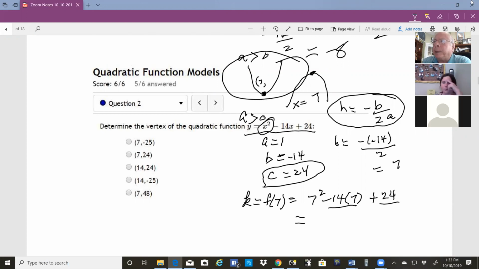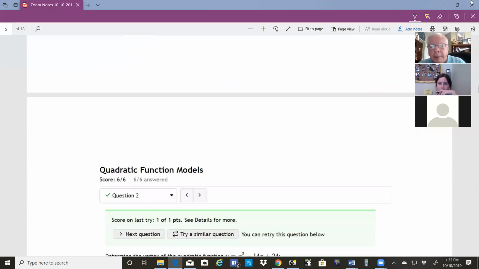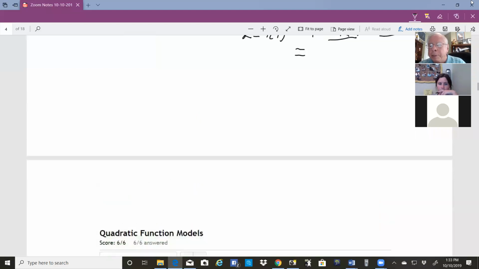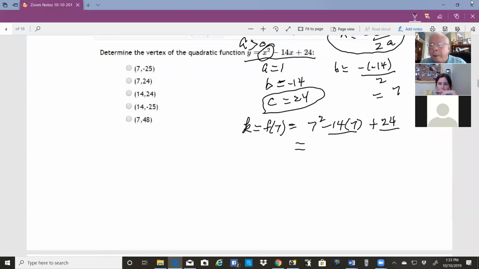Now somebody should have had their hot calculator out. Has anybody done this one? I think, folks, I've got a cheat sheet on the other side. It's minus 25. So if you put that in your calculator, you'll get minus 25. So the answer is 7 and minus 25.